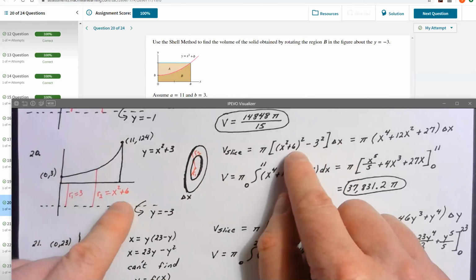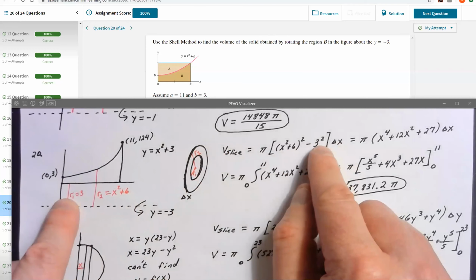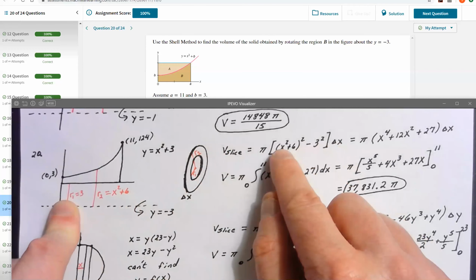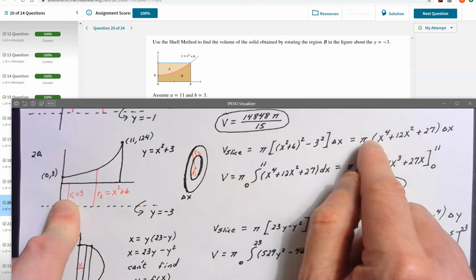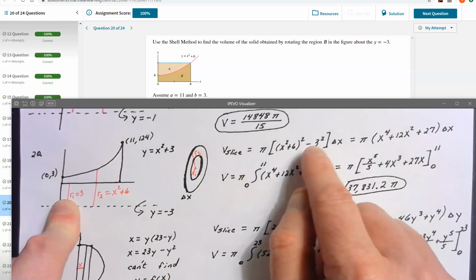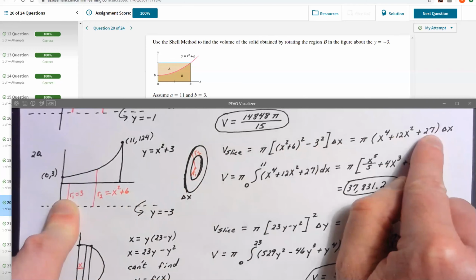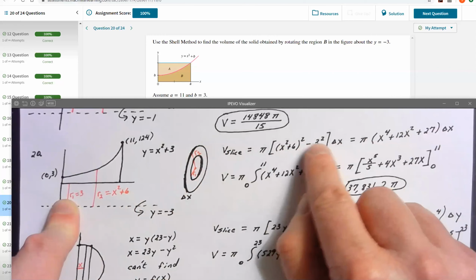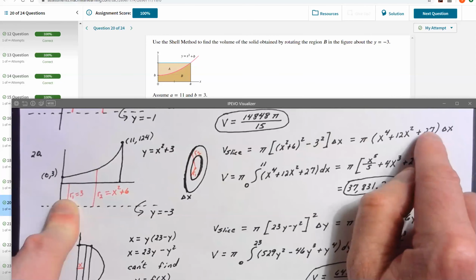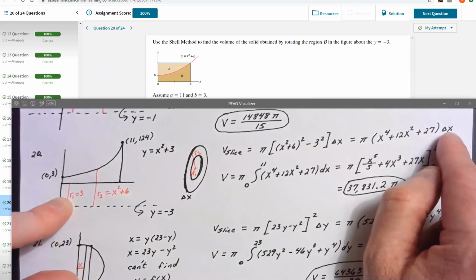That's where this comes from. The larger radius squared minus the smaller radius squared, x squared plus 6 squared, would have given me x to the fourth plus 12x squared plus 36. I went ahead and combined the 36 minus 9 to give me the 27 there for that last term. So that canceled with a portion of the 36. I left my pi out in front, integrating this with respect to x since my width is delta x.